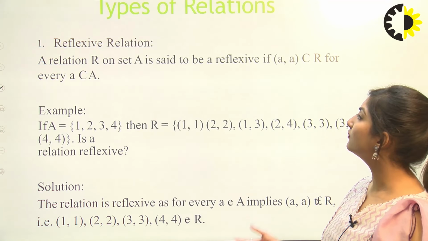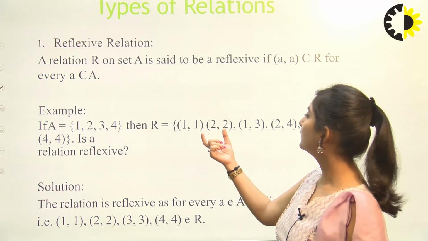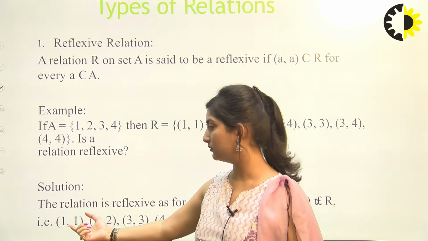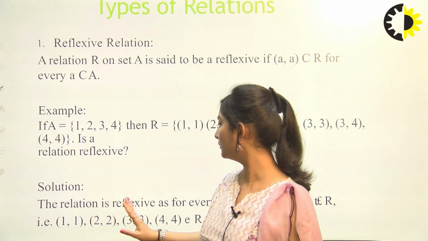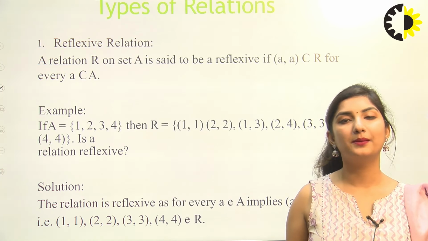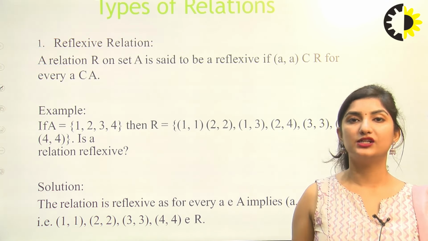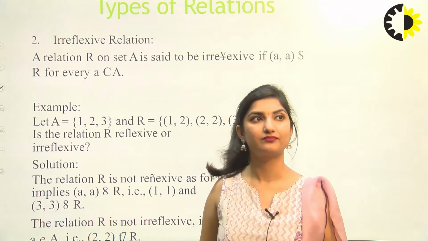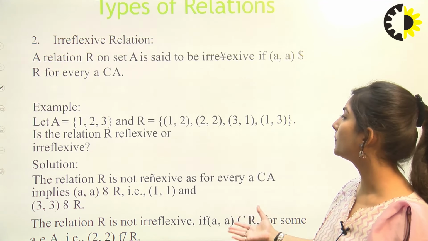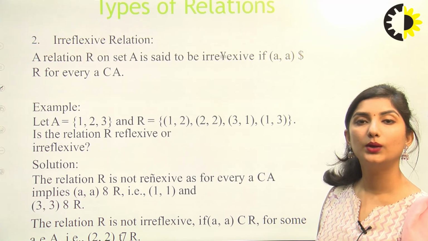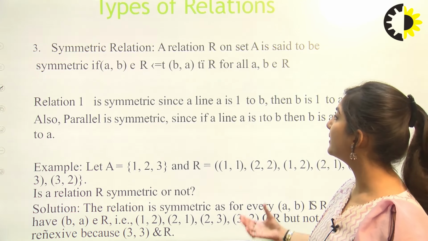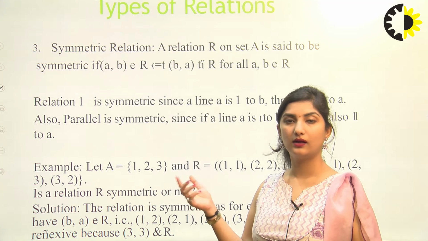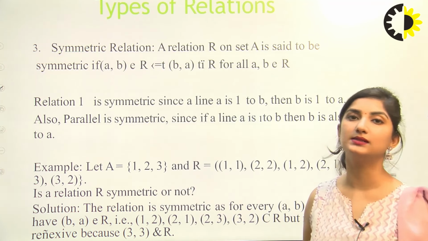Next is reflexive relation. Reflexive means those relations where they are part of themselves, like (1, 1), (2, 2), (3, 3), (4, 4). They may have multiple relations, but a relation with itself, if you are reflecting to yourself, that is your reflexive relation. Then irreflexive is the residual ones which were not mapping to itself. Symmetric relation, right? (3, 3). So reflexive is definitely symmetric.